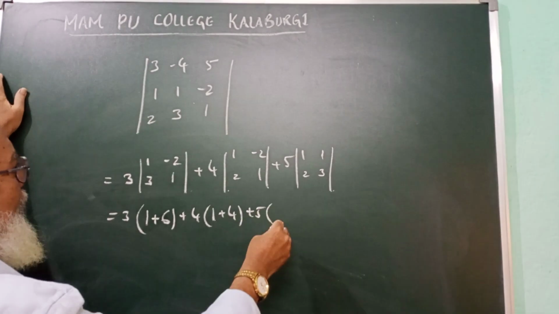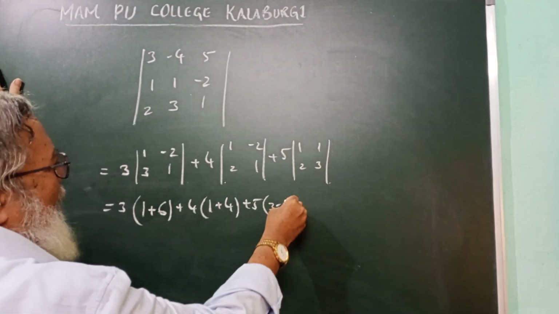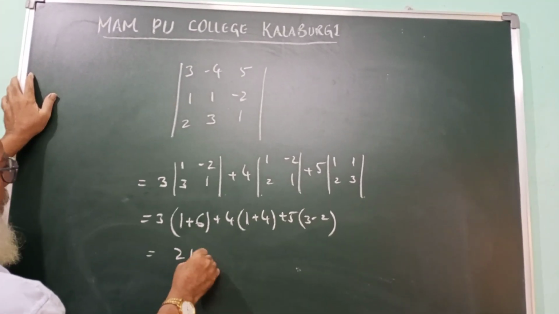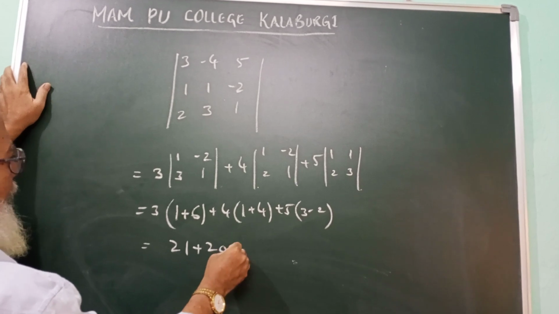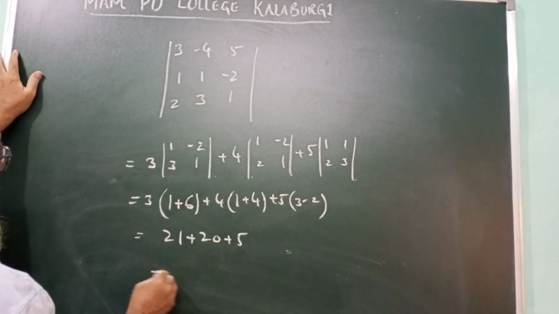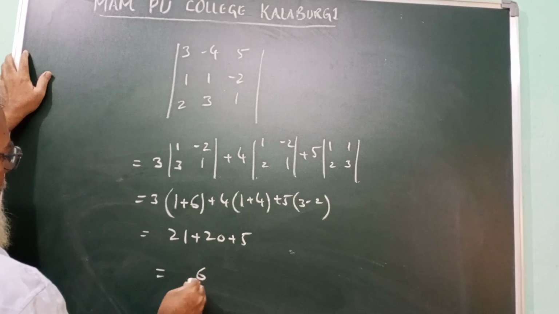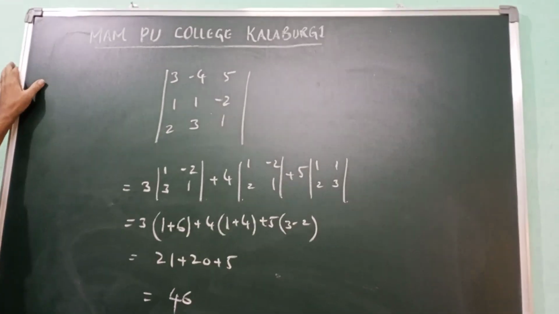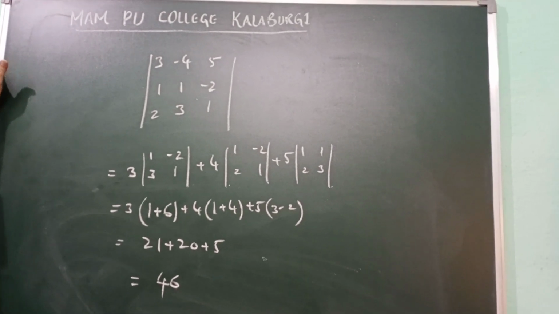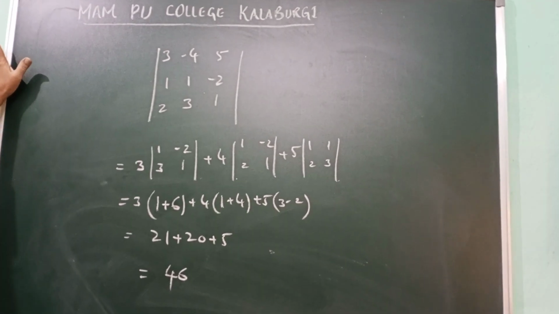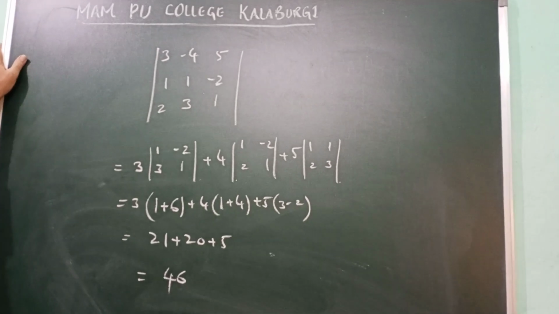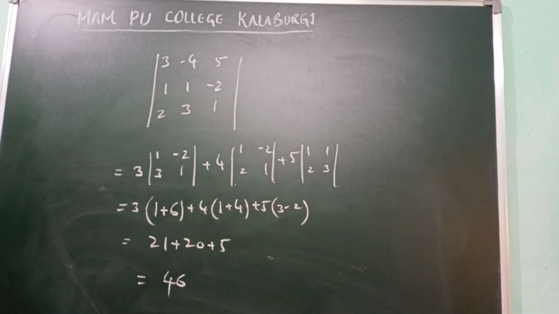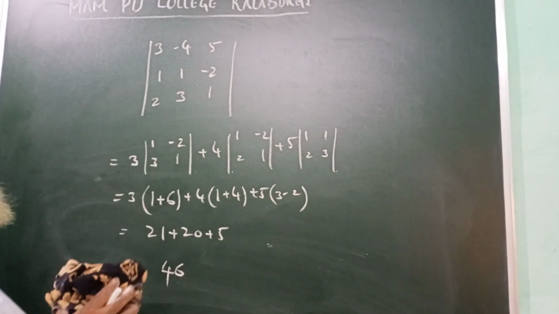5, it is 3 minus 2. So it is 21 plus 20 plus 5. It is 6 here. 46 is the answer for this expansion by first row wise. You may expand by second row wise, third row wise, any row wise or any column wise, you get the same answer here.